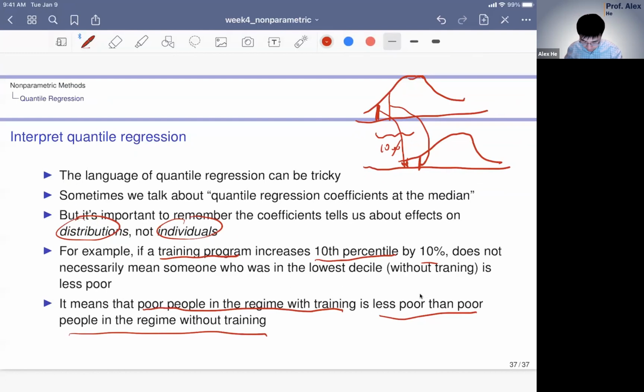Any questions? Do you find this confusing or okay?